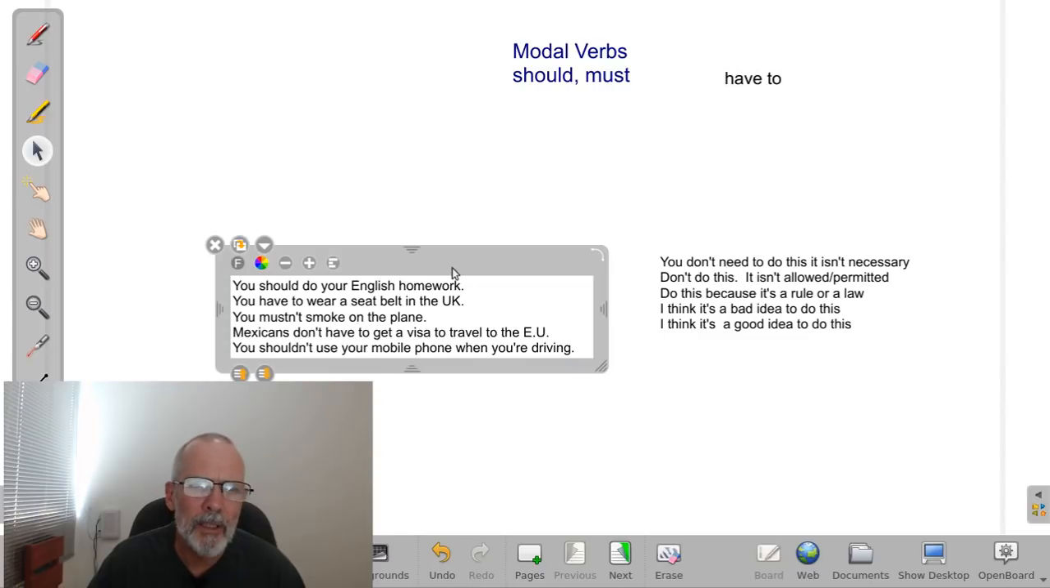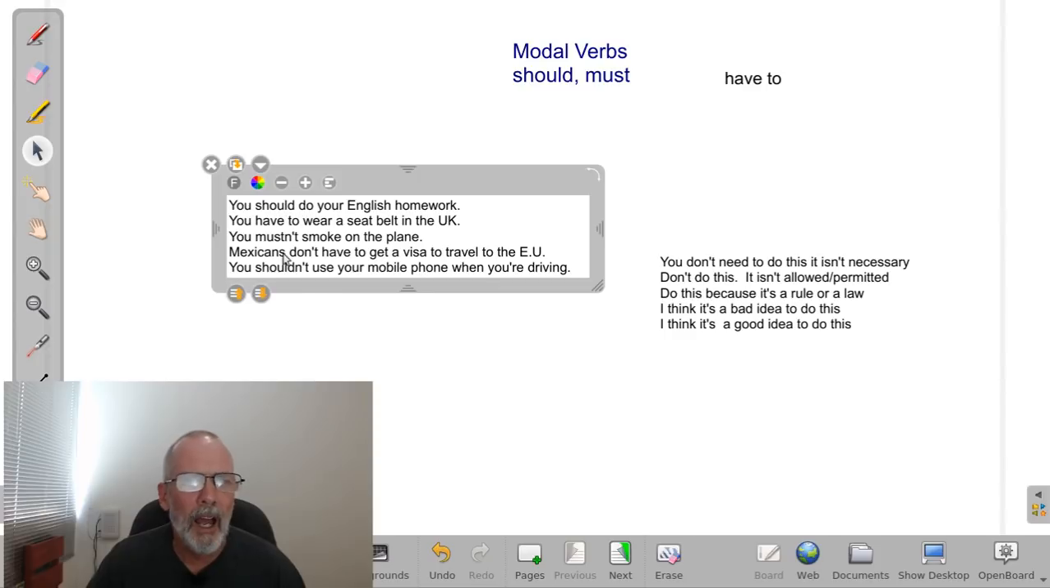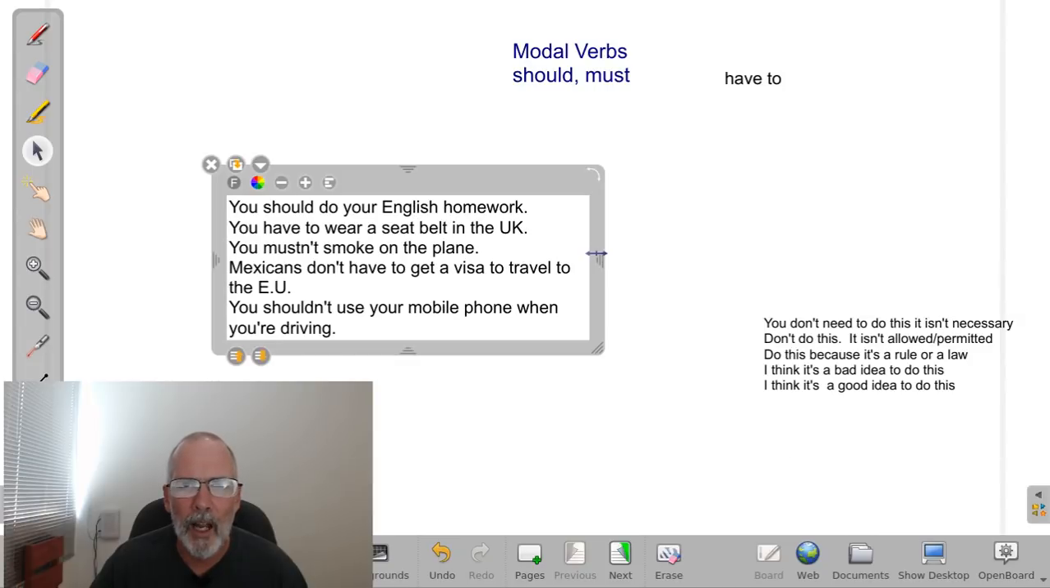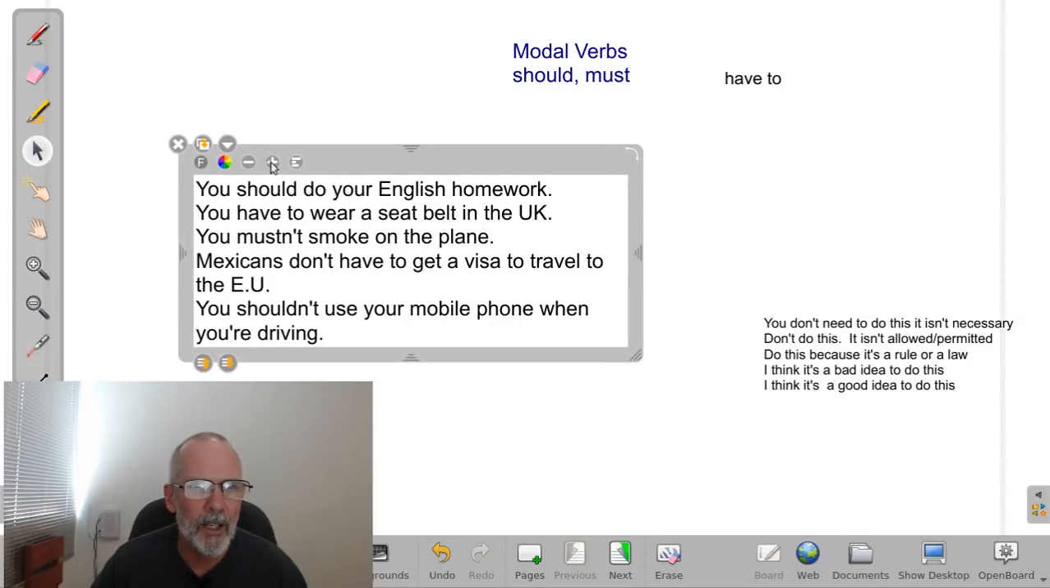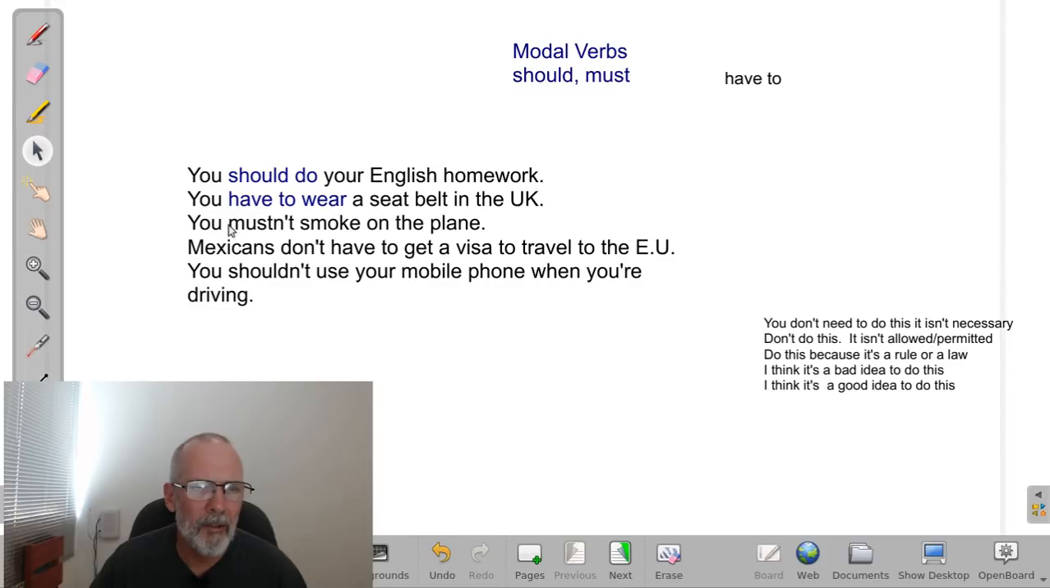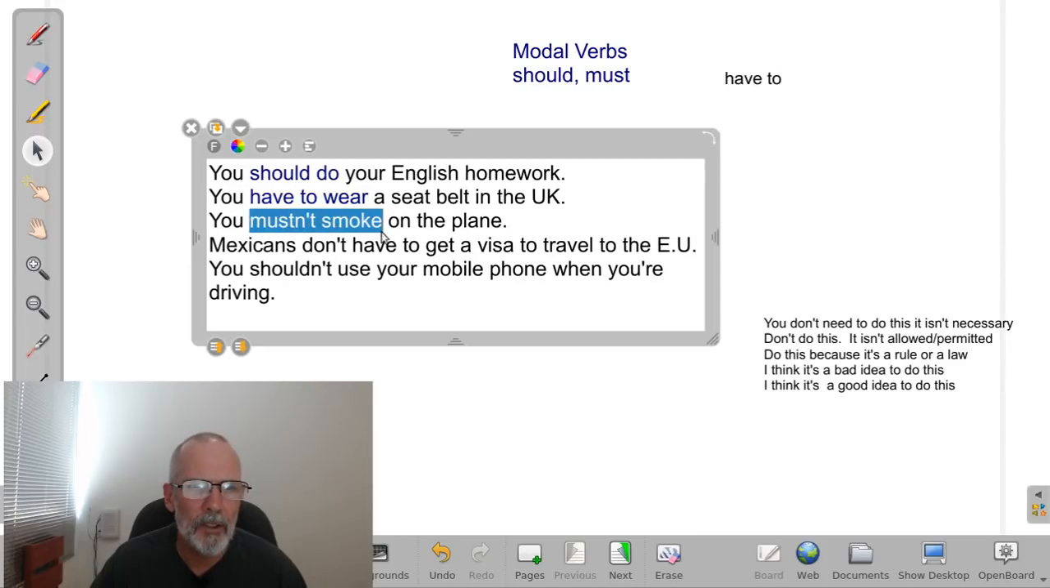To begin, here I have some examples using should and have to and must or mustn't, sometimes in the positive, sometimes in the negative. Let's make this a bit bigger and highlight the examples. First of all, we have should do. Then we have have to wear. And then we have a negative, mustn't smoke.